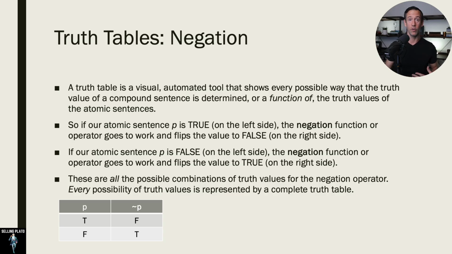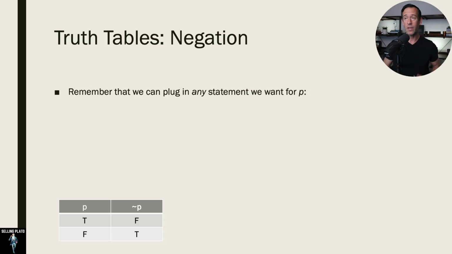We're going to go over the truth tables for every single operator. All right, so starting just with one, and this is going to be the case for all the operators going forward. You are going to want to memorize those in your head so that you have them for later on when you're doing much more complicated calculations. And remember that we can plug in any statement that we want for P.